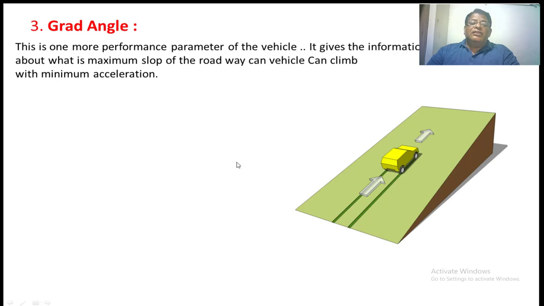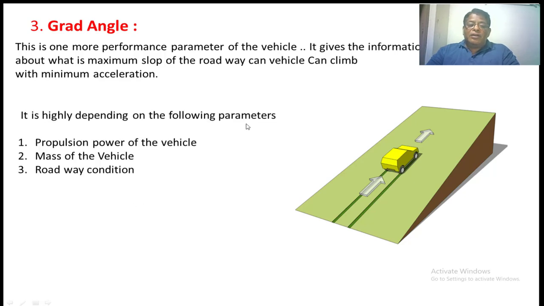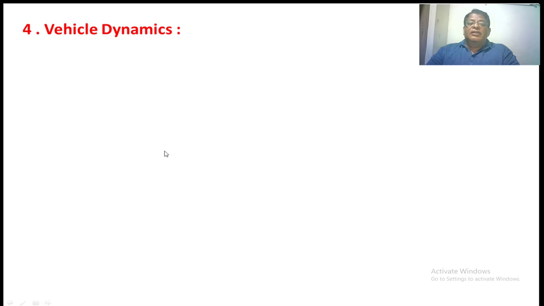Next, grade angle. The third parameter is the grade angle. This is one more performance parameter of the vehicle. It gives the information about the maximum slope of the road the vehicle can climb with a minimum acceleration. It depends highly upon the propulsion power of the vehicle, the mass of the vehicle and the roadway condition also. Vehicle dynamics is nothing but how the forces acting on the vehicle change from the rest to the running condition. That is described as the vehicle dynamics.